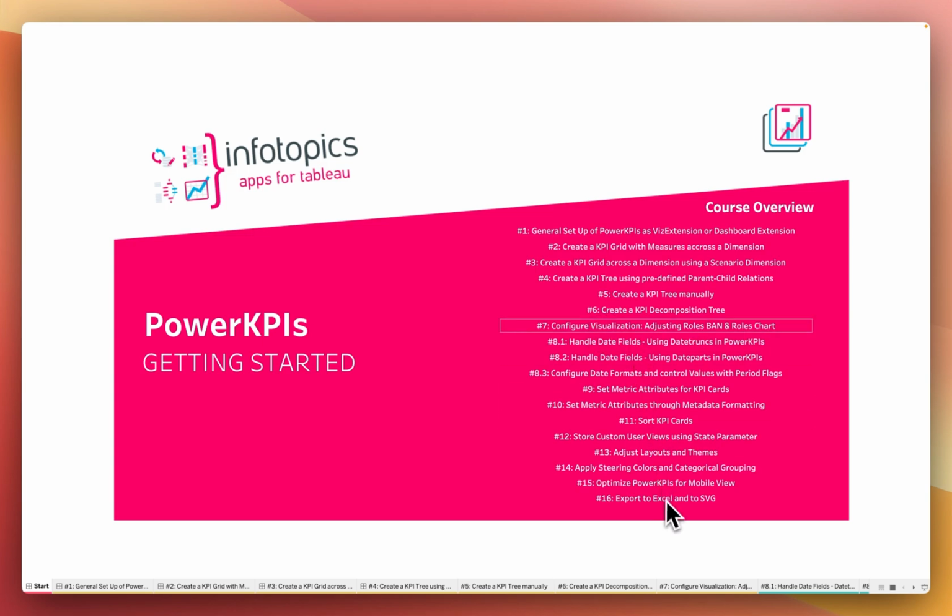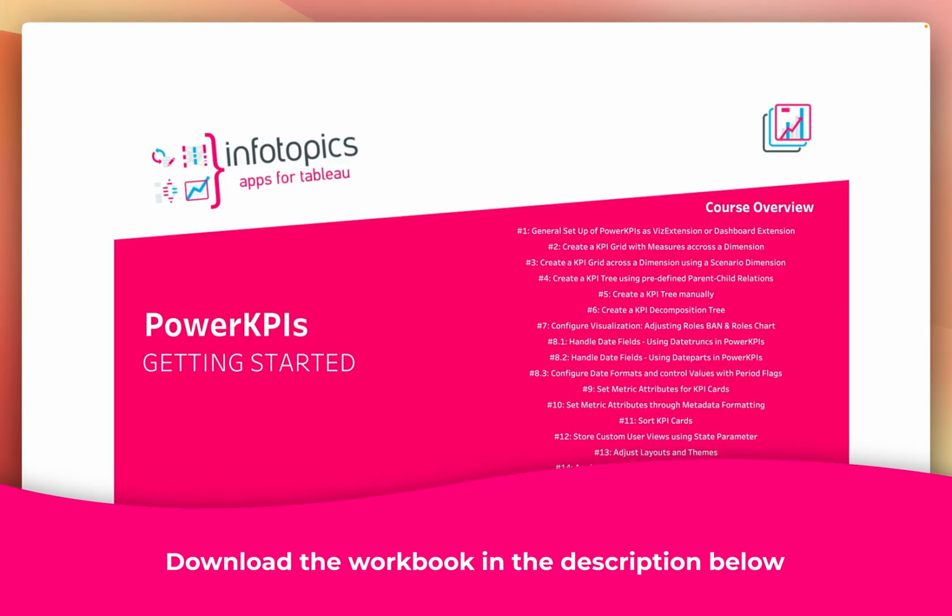The remaining sessions highlight individual capabilities and settings of PowerKPIs that you might need to create the ultimate KPI view for your purposes. You can watch the videos in order or simply pick the ones you currently need to improve your KPI dashboard. If you want to follow along in any of the courses and try it out for yourself, you can find the download link to the workbook used in this series in the description below.